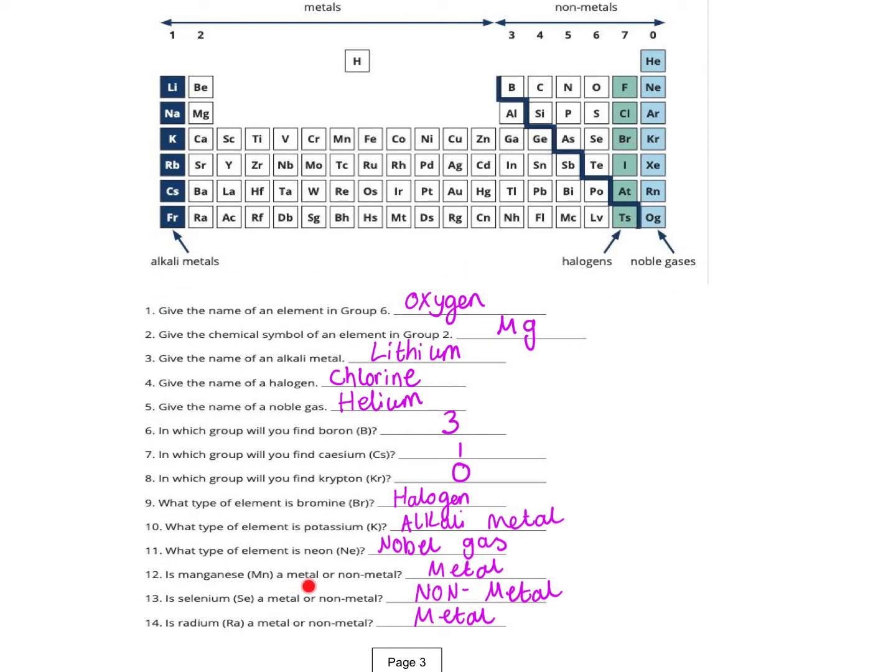Then it asks you if these elements were metals or non-metals. So Mg is there, so it's a metal because anything this side is a metal. Se is by there, so it's a non-metal, and then Ra is over here, so it's a metal. These ones either side have properties of metals and non-metals, so they're a little bit weird.